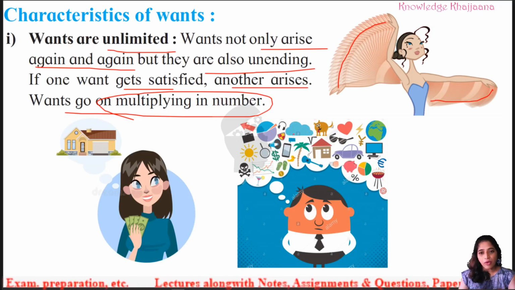So wants not only arise again and again, but they are also unending. Some wants are unending. Some wants occur again and again. That's why wants are called unlimited. See, people want to have many things in both their hands.